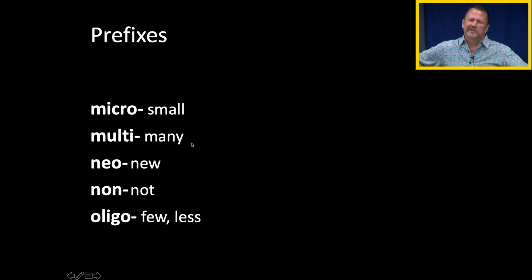Multi means many. You guys know that. Multiple means many. Neo means new. We use this a lot in medicine. So a neoplasm, plasm as in growth, neo as in new. And so neoplasms, we worry about them being cancer until we are able to rule them out. Non is a not, as a non-issue is not an issue.